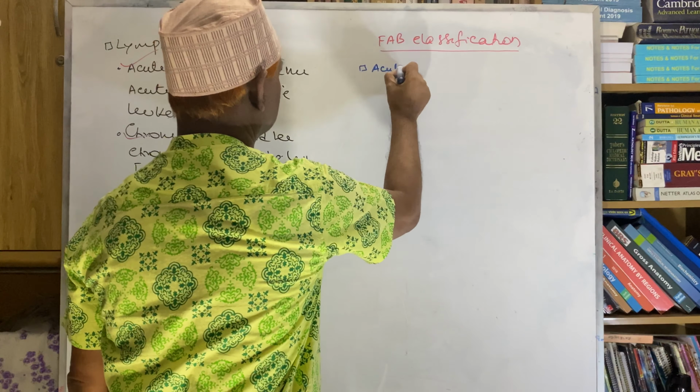Now come to M2. It is called acute myeloblastic leukemia with maturation. So it is acute myeloblastic leukemia with maturation. What does it say? In this type, the majority of blast cells, or the majority of immature blast cells, are myeloperoxidase positive.